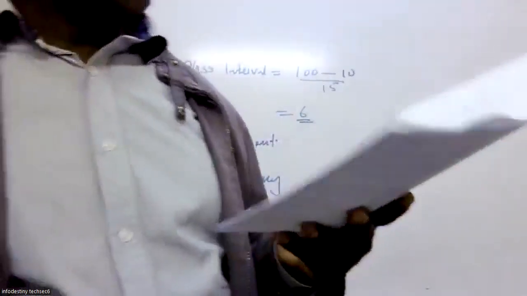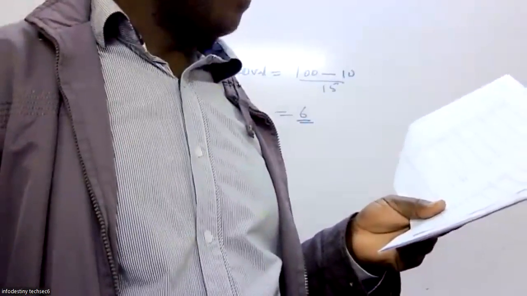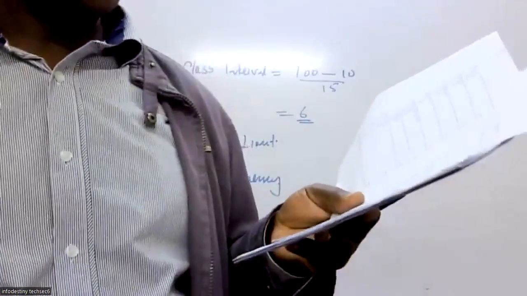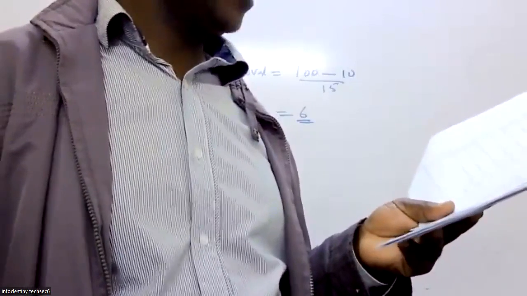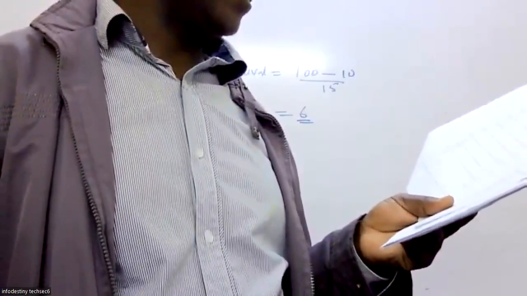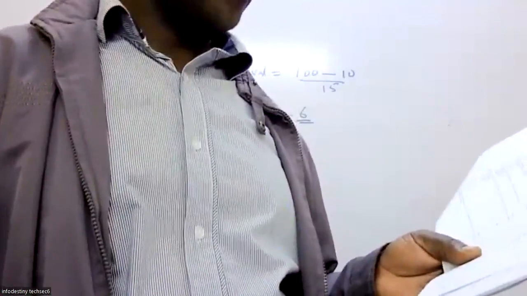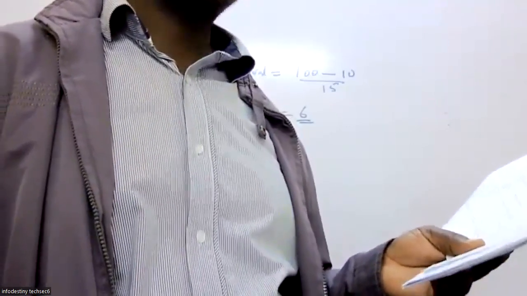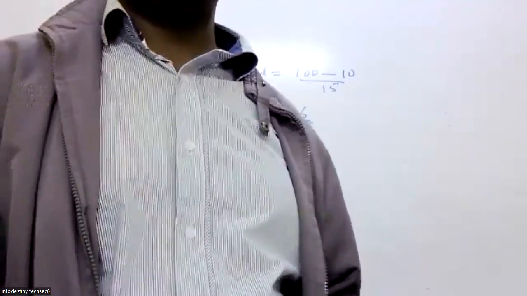Another question. The incentive offered by a seller to the buyer to encourage bulk buying is referred to as: A, cash discount; B, quantity discount; C, special offer; D, margin. Quantity discount, that's good.